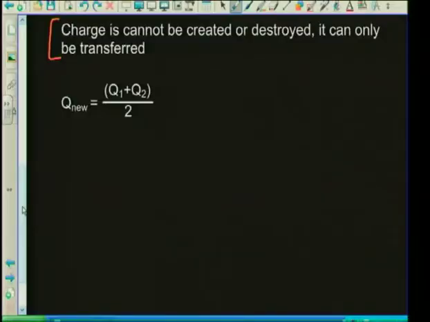So we can only move it. And that gets us to a very important equation, which says that if I take two objects and put them together, the charge will get transferred over those two objects so that it's evenly distributed. What do I mean by that?